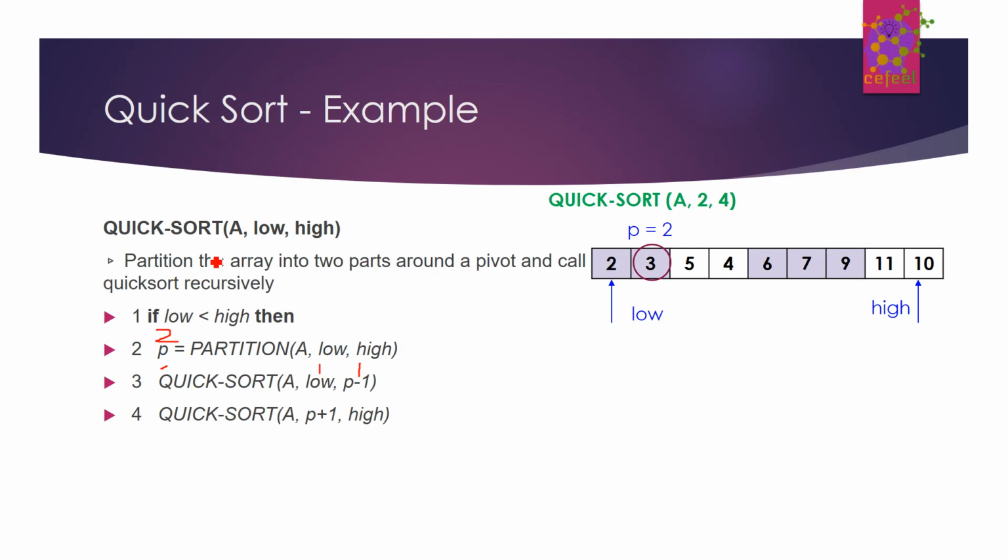and we will call low and p minus 1. Low is not 1 here. In this case, low had become 2 because low is 2, high is 4. So we have 2, p minus 1 is 1, and then it will call quicksort A 2 1. Similarly, in step 4, it will call p plus 1, high. So p is 2, which means 3, and then 4. So this will call quicksort A 3 4.